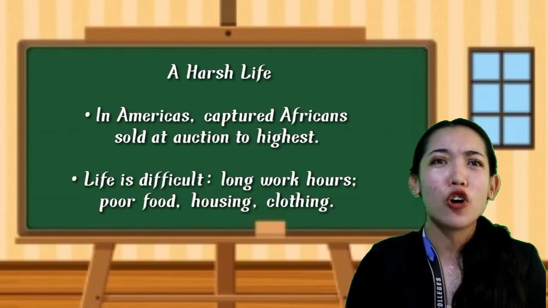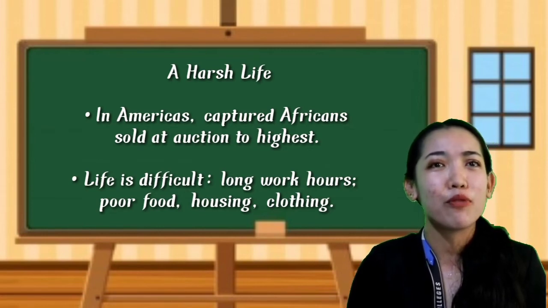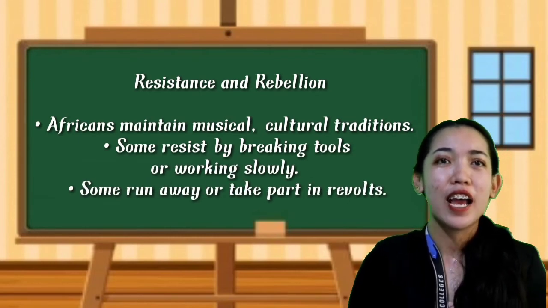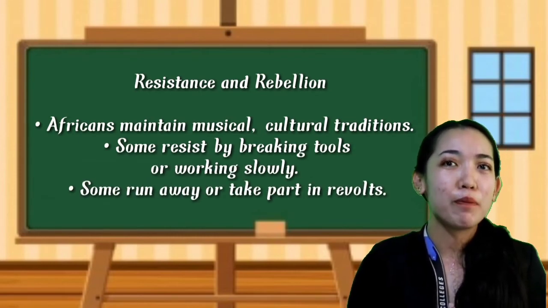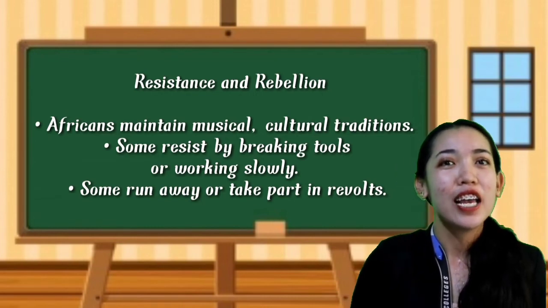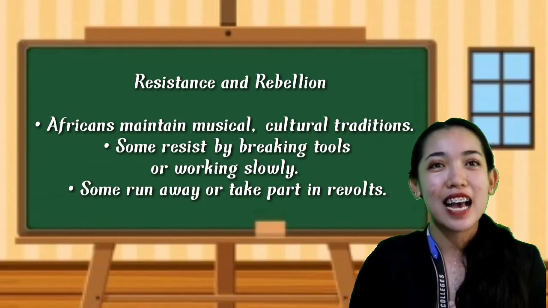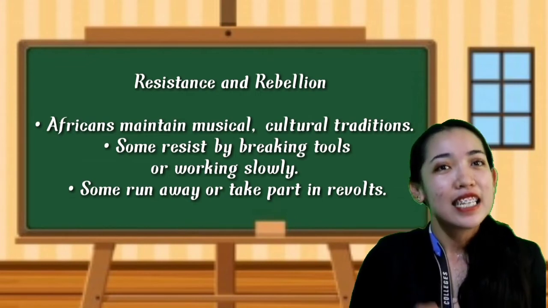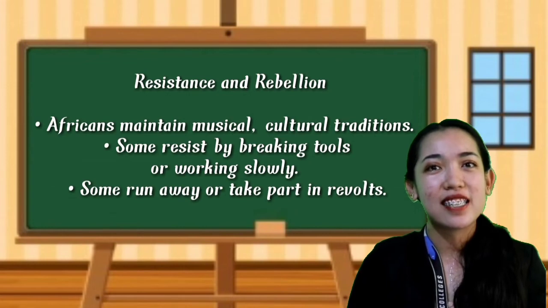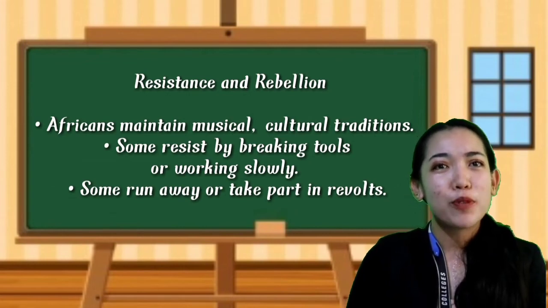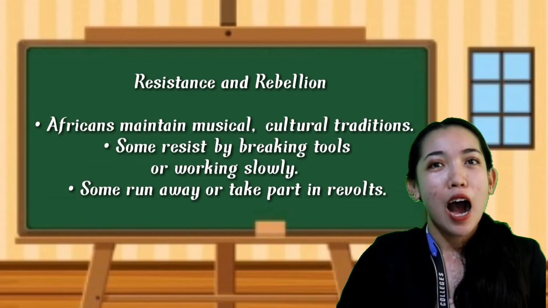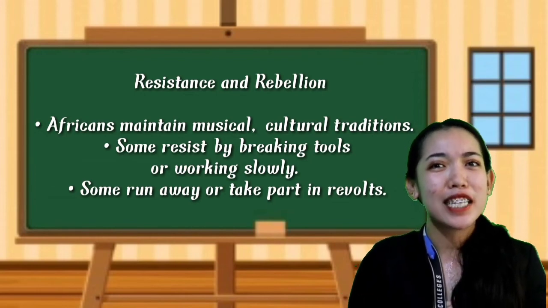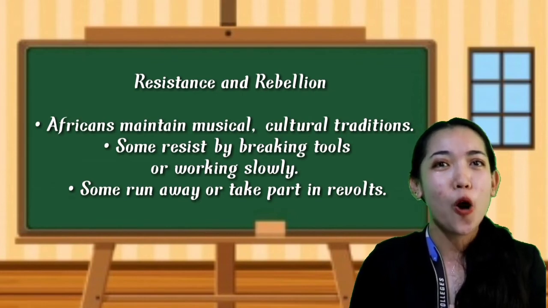Slavery was a lifelong condition as well as a hereditary one. Resistance and rebellion: to cope with the horrors of slavery, Africans developed a way of life based on their cultural heritage. They kept alive such things as their musical traditions as well as the stories of their ancestors. Slaves also found ways to resist. They made themselves less productive by breaking tools, uprooting plants, and working slowly. Thousands also ran. Some slaves pushed their resistance to open revolt.